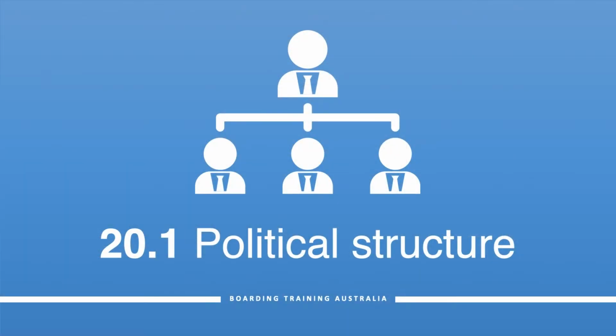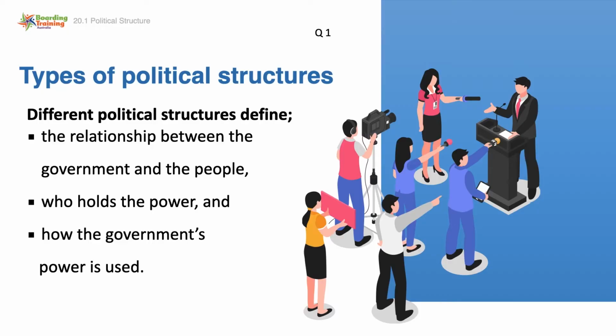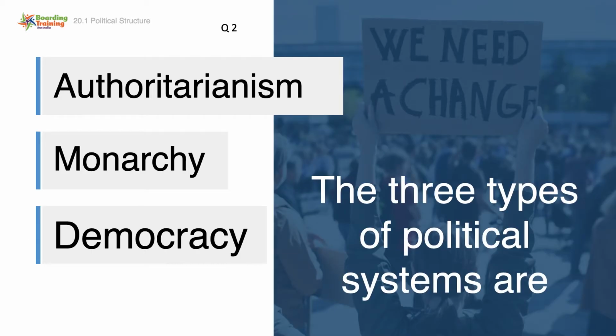And the first part is about political structure. Different political structures define the relationship between a government and its people, who holds the power, and how the government's power is used. And that will help you with question 1. There's 3 types of political systems: authoritarianism, monarchy, and democracy. And that will help you with question 2.